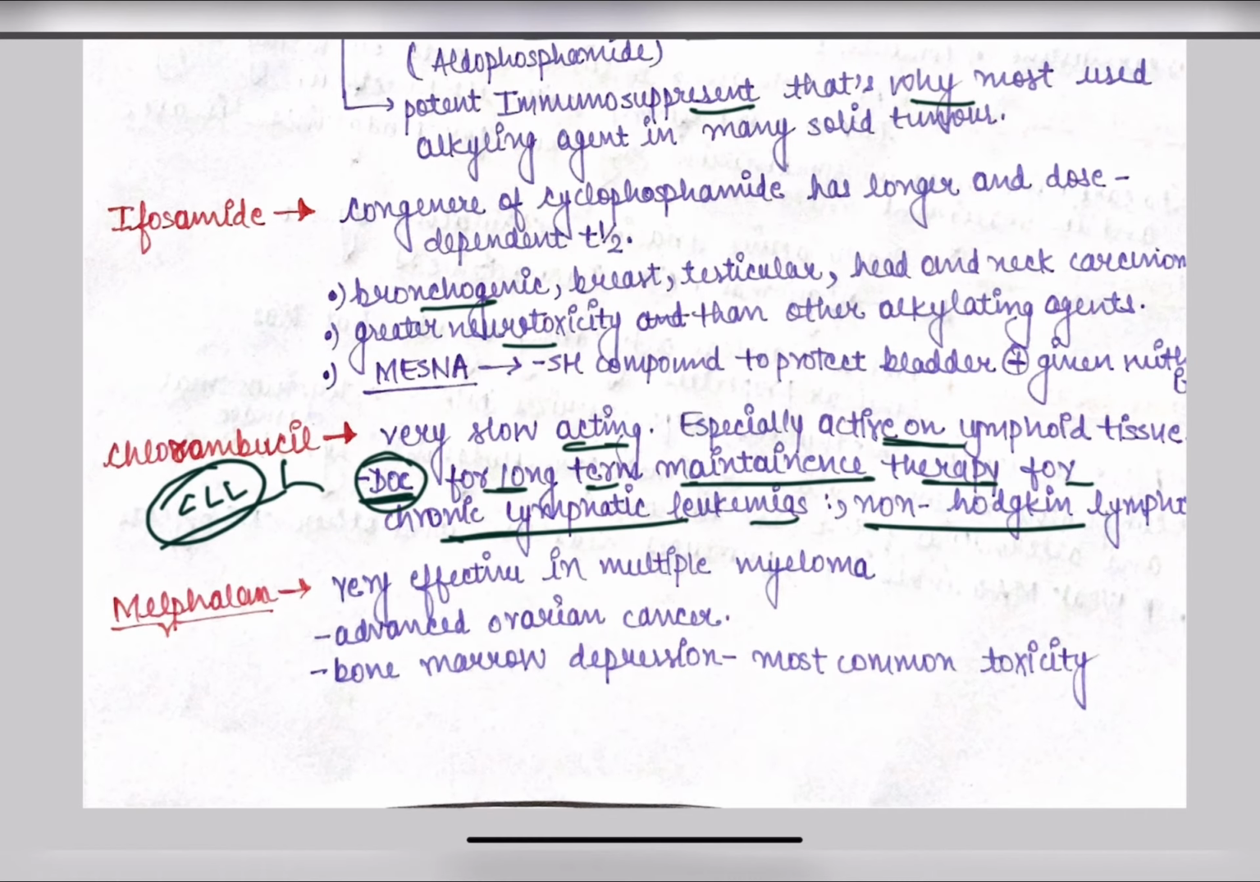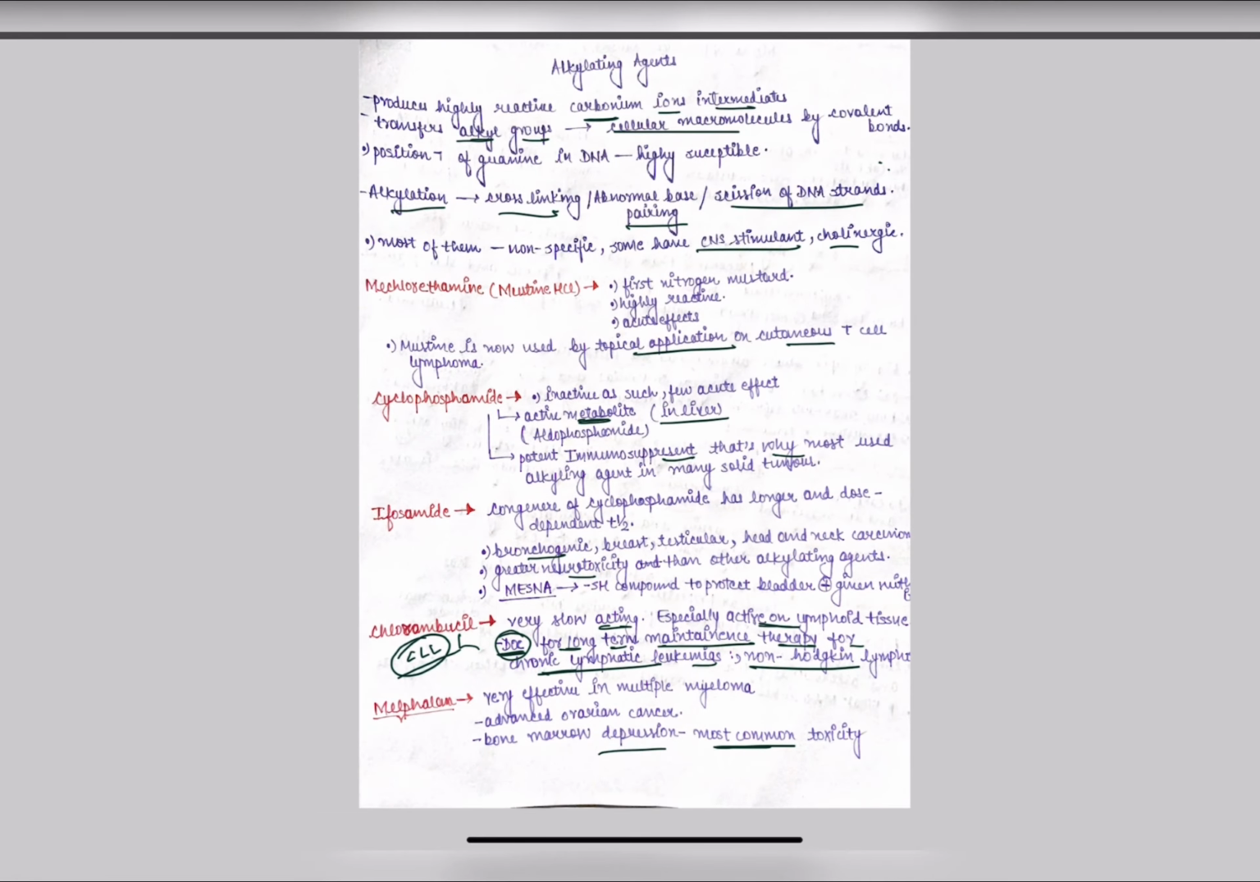And melphalan is very effective in multiple myeloma. Also it is used in acute myeloid leukemia, and it is used in advanced ovarian cancer. Bone marrow depression is among the most common toxicities or adverse reactions which are caused by it, okay?